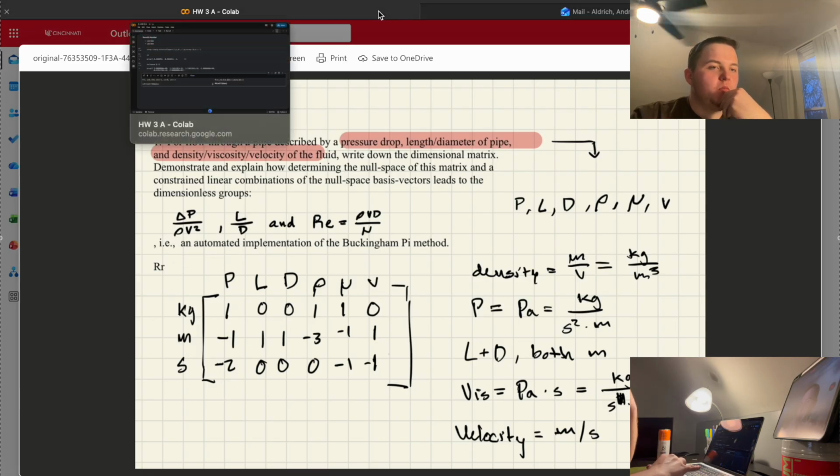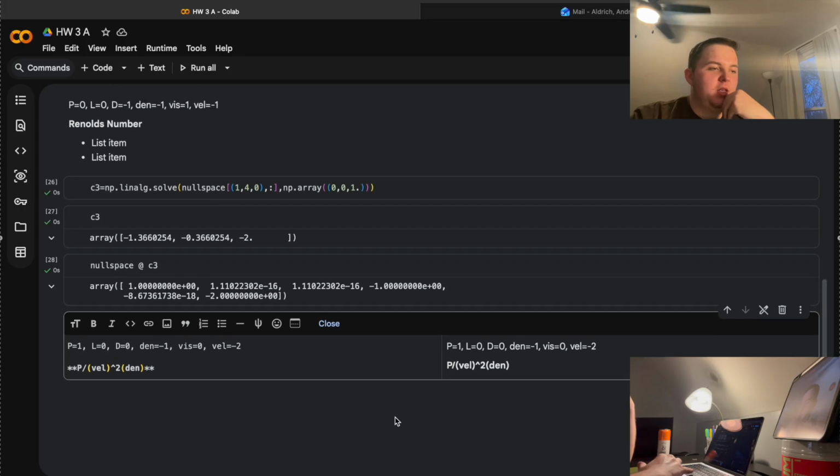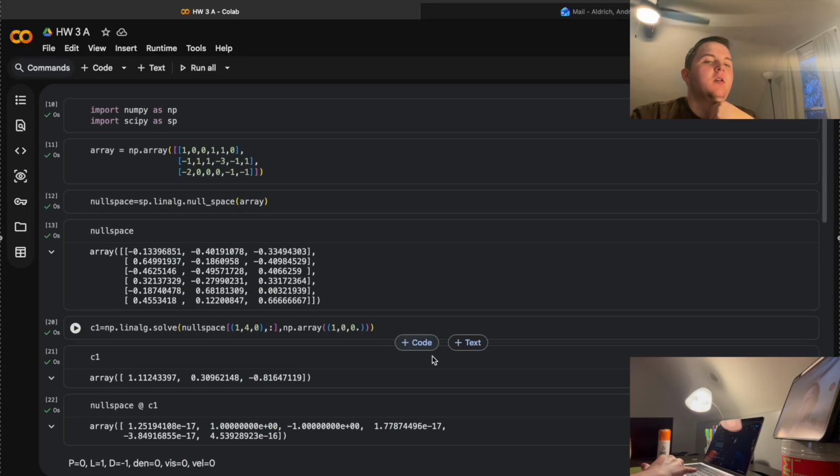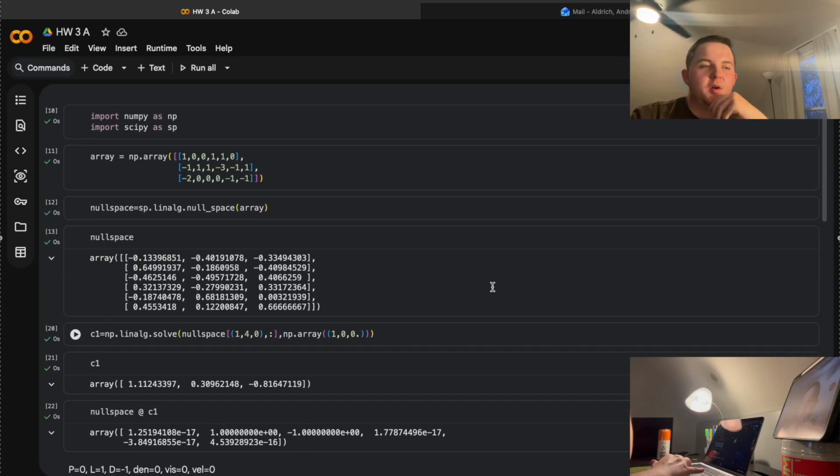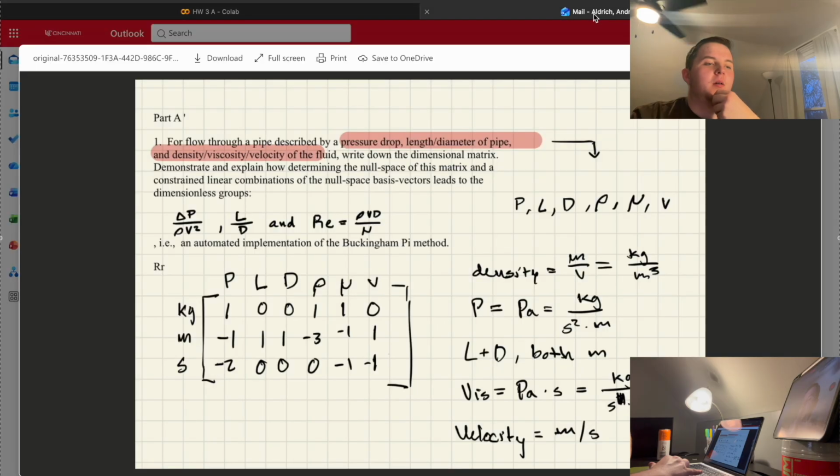So hopefully this code helps with trying to find Reynolds numbers, and helps find dimensionless linear combinations of the null space vectors using Python.